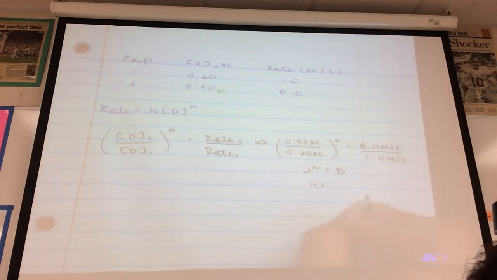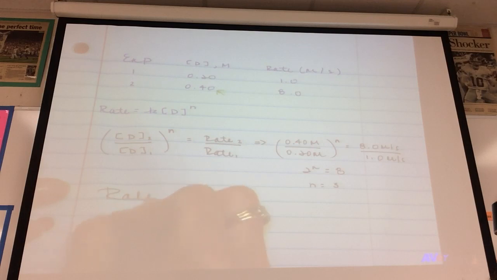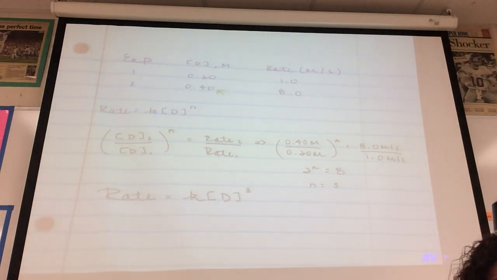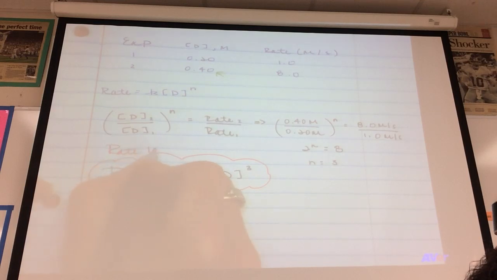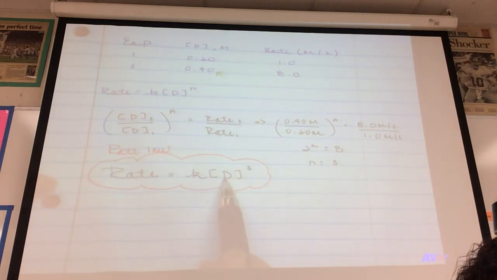What's N? 2 to what power is 8? 3. Be careful. Some of you whispered 4, and that's a no-no. So N is equal to 3. So my rate law is rate is equal to, don't forget the K, reactant to the third power. That's my rate law. Make sure you understand that this is a rate law. A rate law helps explain how alterations in concentration of reactant affect reaction rate.